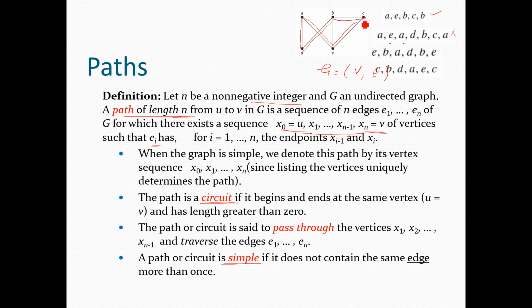E to C. Yes, this is a cycle, right? This is a cycle. This is a simple path, and this is a cycle as well. Cycle means circuit. This is a circuit. This is simple, and this is path, of course. Initially it is path, but this path is a circuit and simple as well. Right? So this was the story of the path, circuit, and simple path.